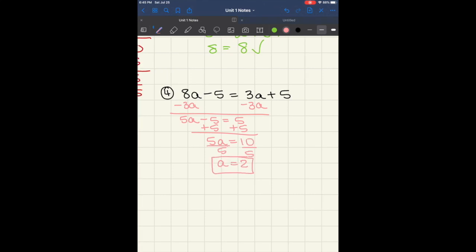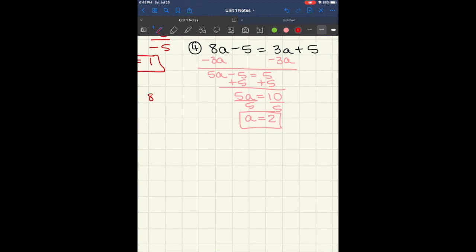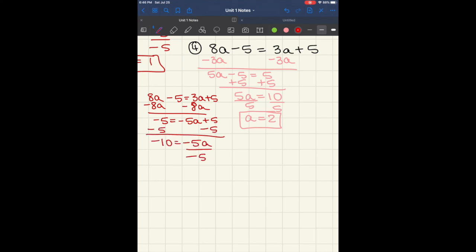The other way to do that would be to subtract 8a from both sides, giving us negative 5 equals negative 5a plus 5. Then we end up subtracting 5 from both sides and then dividing by negative 5, which is in front of the a, and we get positive 2 again.